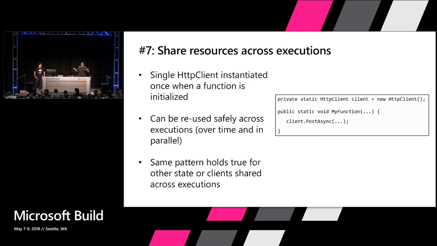So now, once we create your function instance, you'll create your HTTP client. You can now reuse that client safely over a number of executions, either over time or in parallel. And like I said, this pattern holds true for other things too. If you need to connect to a SQL database and you're sending 10 requests every second, you don't really want to create 10 new connections to your SQL database every second. That's just going to ruin your SQL database. It's going to be really expensive. So instead, you can do a pattern like this: just create a single connection to your SQL server, one per instance, and we'll be able to reuse it safely.